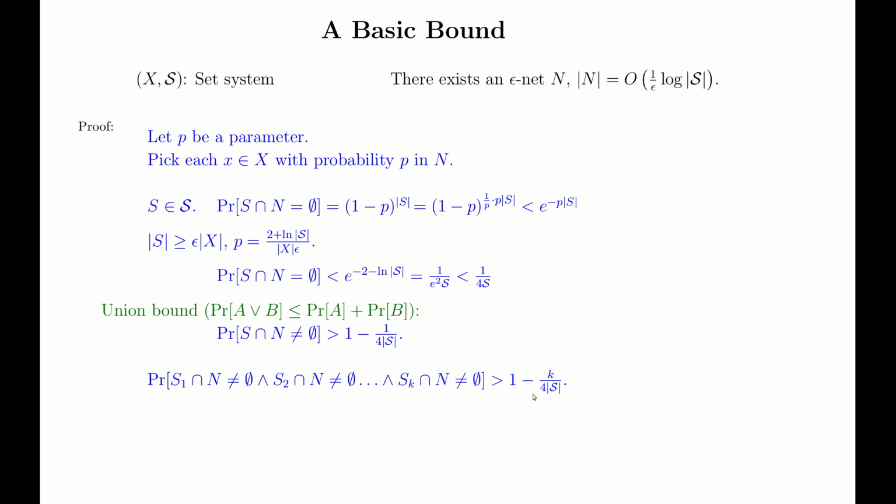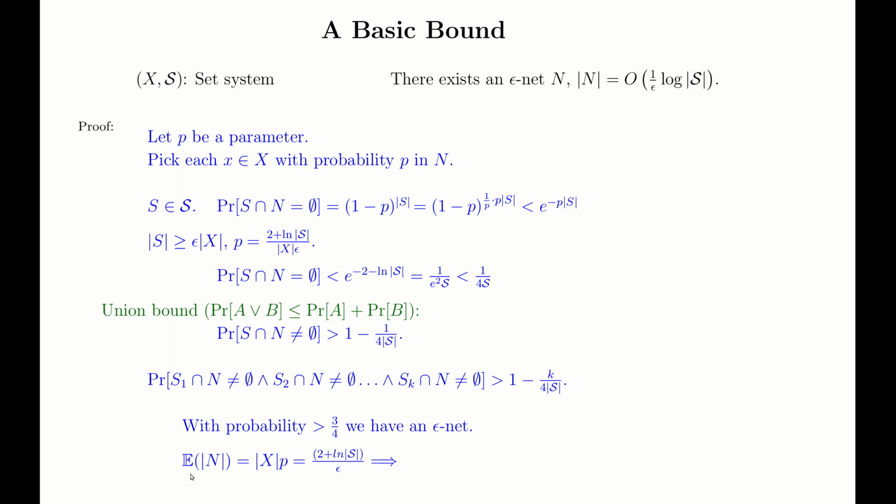However, we know that the set system has at most s subsets that are large. In other words, in our set system, k is at most size of s. This means with probability 3/4, our sample will be an epsilon-net.